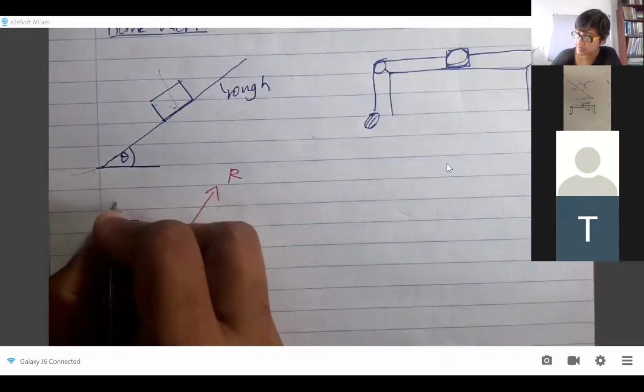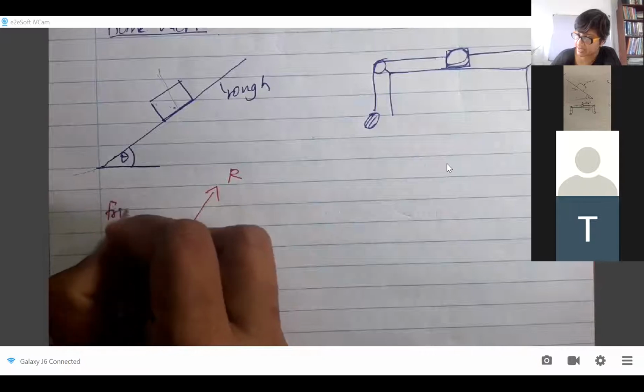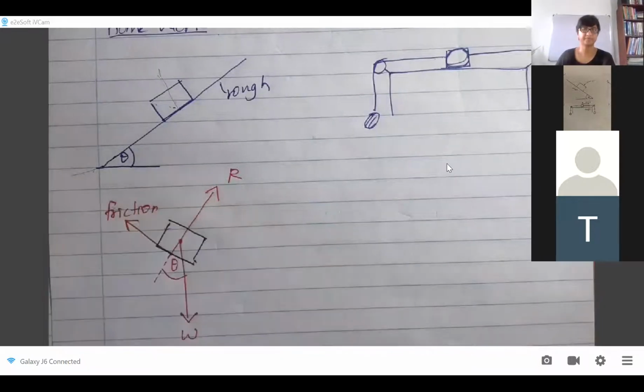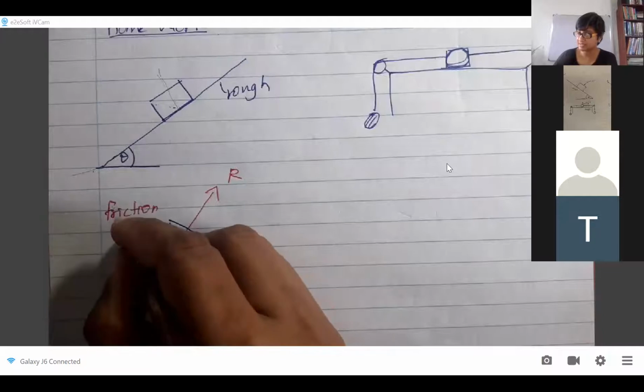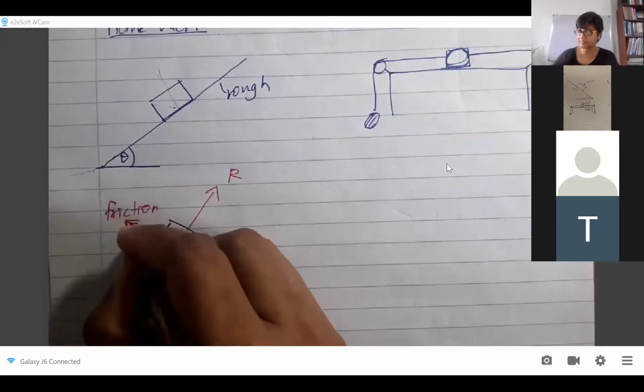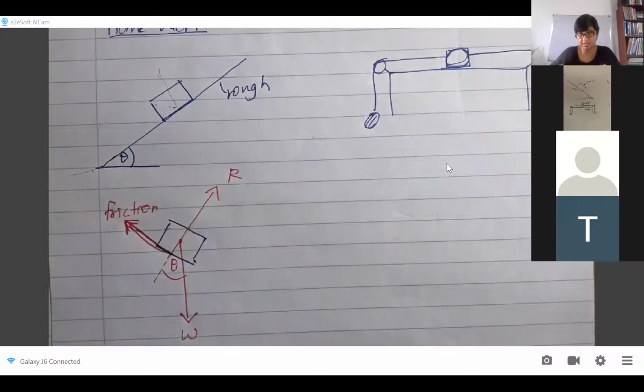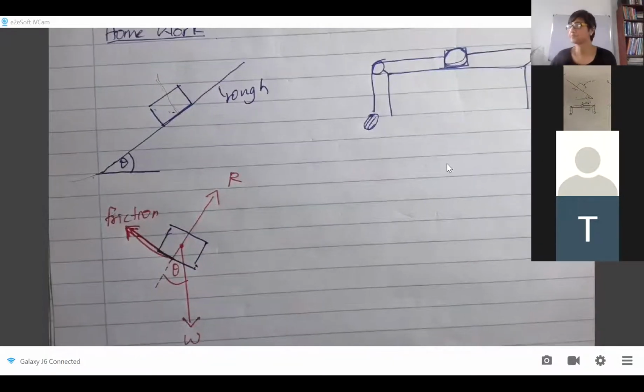Friction. Let's say friction. There is no standard symbol for friction force, and it has to be marked on the edge, because it acts on the surface, the base. So these are the three forces. That's all. Anything else? Did you mark anything else on this diagram? No, miss. Okay, so that's it, right?